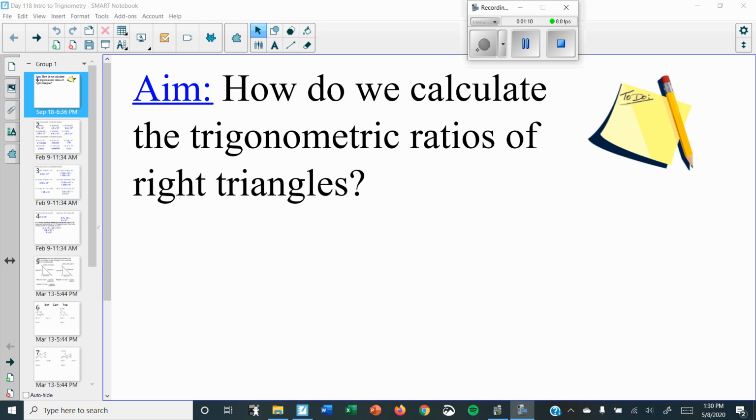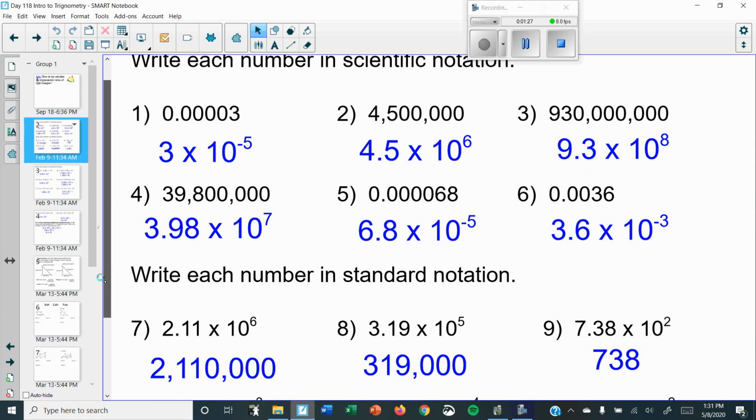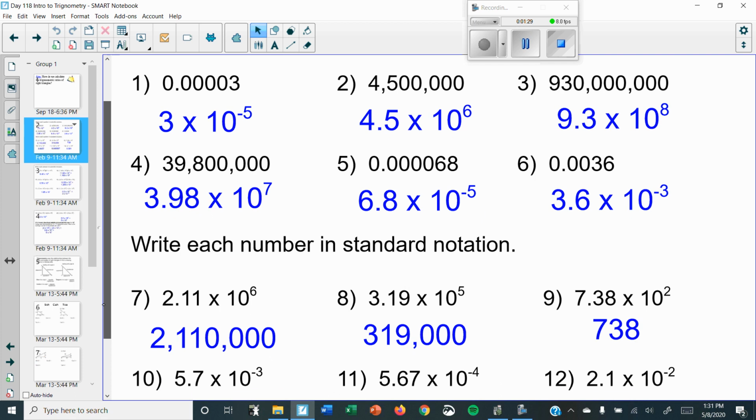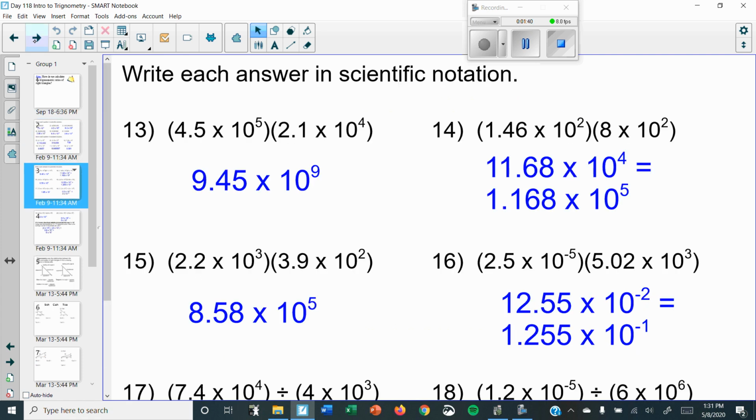So, let's just check our homework first. So remember, you can always pause the screen. So this was on scientific notation. Remember, if it's a small number, it will have a negative exponent. And if it's a big number, it will have a positive exponent. So again, you can always just pause the screen. And again, if you have a question or a concern, please ask your teacher. And remember, standard notation is just how we normally write numbers, not in scientific mode. Okay? So again, if you think something's wrong, let us know.